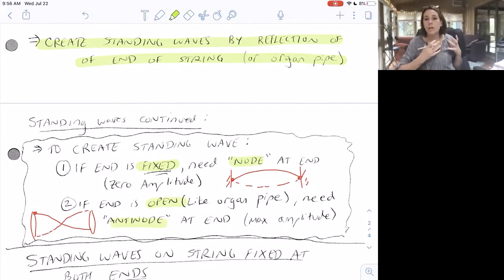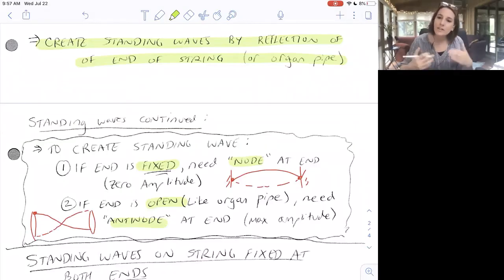So those are the conditions for what would create this constructive interference. Because if you don't have a node, you get a reflected wave, but it's not in phase. So in order to get a reflected wave that's in phase, you need to meet these boundary conditions.